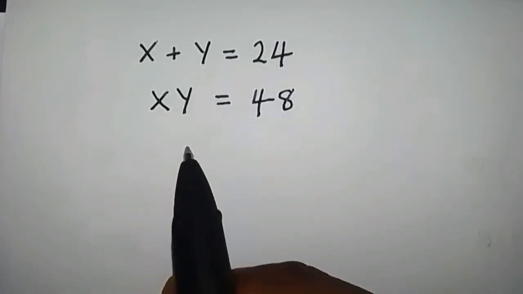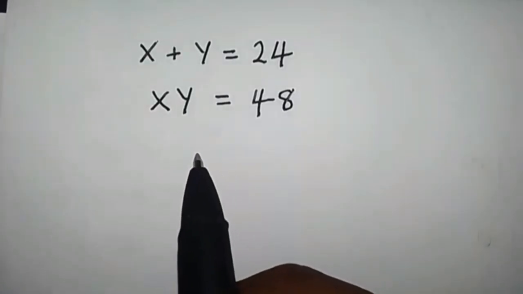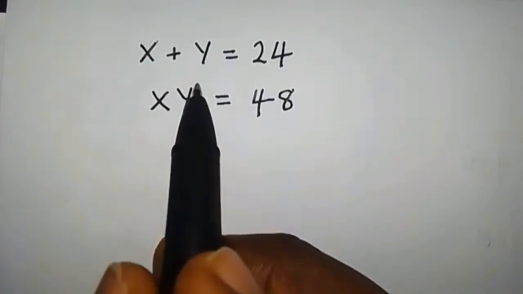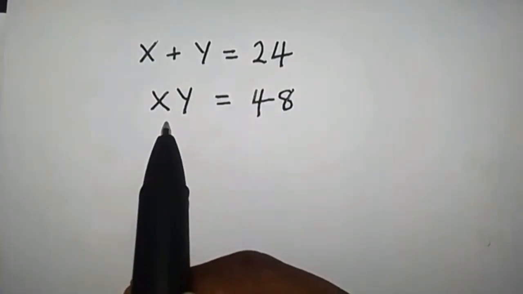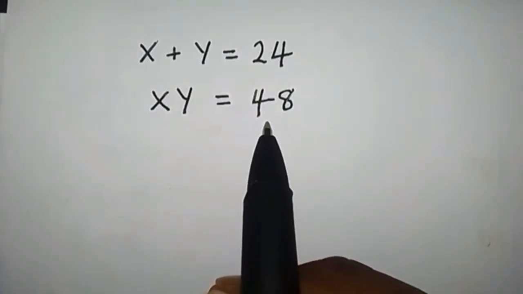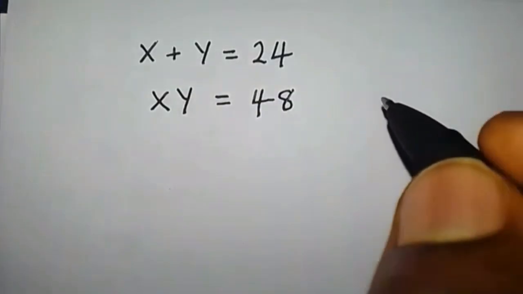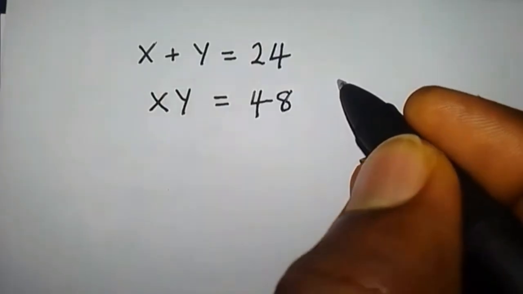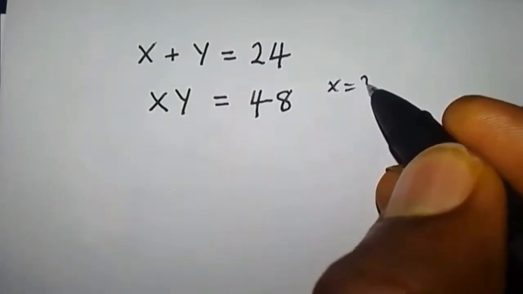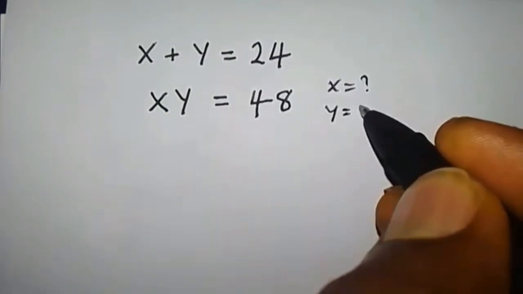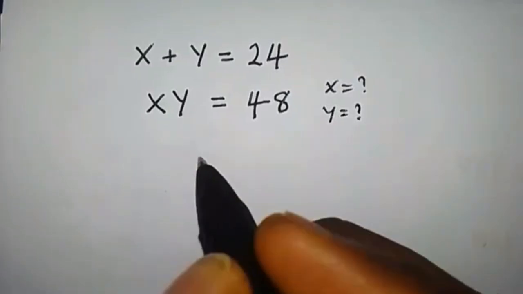Let's solve this nice algebra problem together. x plus y equal to 24, xy equal to 48. We want to find the value of x and the value of y. Without further delay, let us begin.